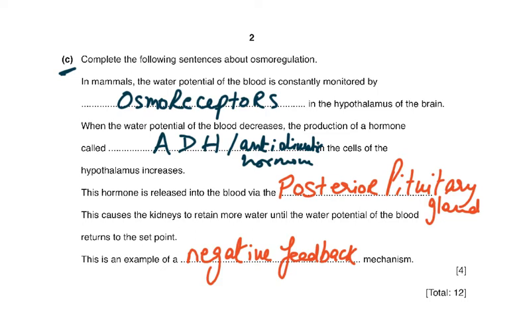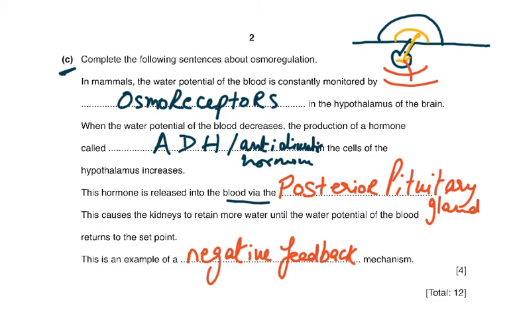So the production of a hormone called ADH in the cells of the hypothalamus increases. The hormone is released into the blood via the posterior pituitary gland. So please understand, this is the brain, this is the hypothalamus, this is the pituitary gland. It is produced here in the hypothalamus, but then it is released here by the pituitary gland into the blood. I'm just showing it diagrammatically.